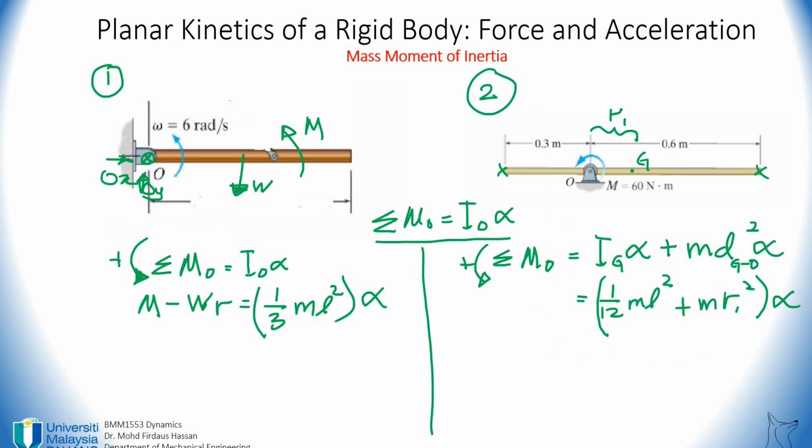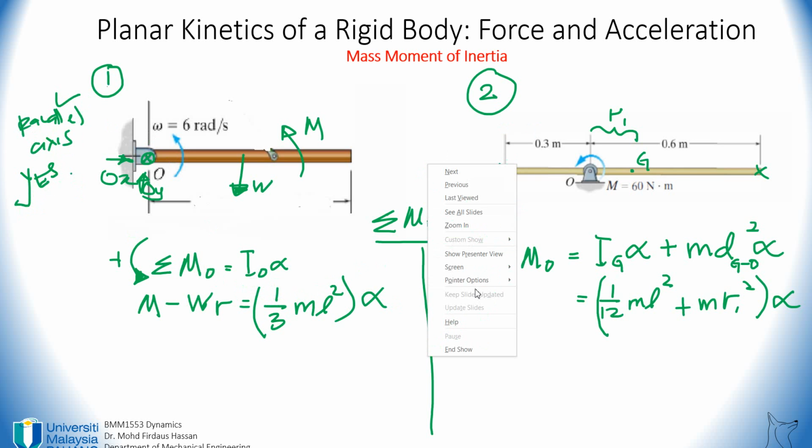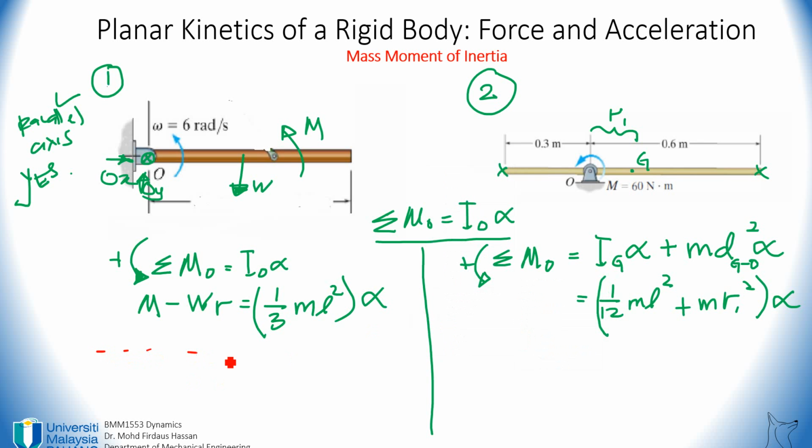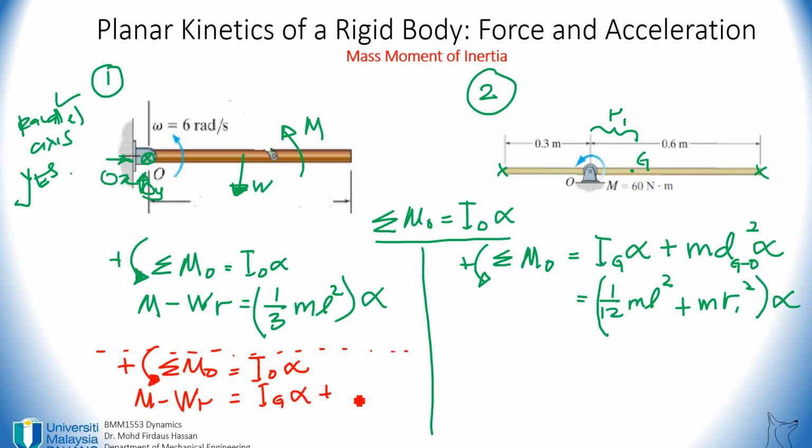Okay, some will ask, is it possible, sir, to use the parallel axis theorem for figure 1? Yes, you can use it, with the same concept as we discussed in figure 2. Summation of moment at O, counterclockwise is positive, is equal to, let's say you want to choose Io alpha. Okay, and then similar, m minus omega times r. Io is Ig alpha plus m d G to O alpha.